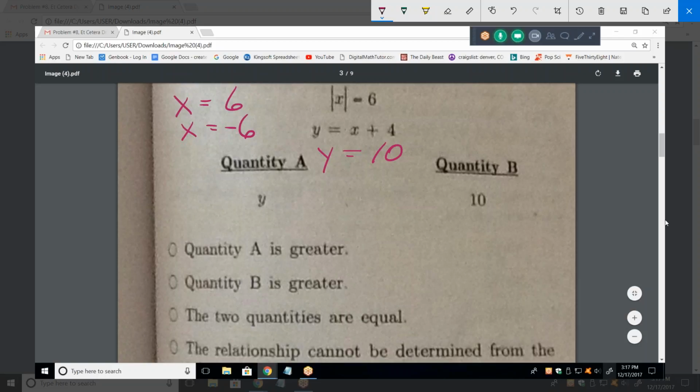Yeah, because if x is minus 6, then y is minus 2. So y can either be 10 or minus 2. So you can't tell how it compares to quantity B. So it's D. Yeah.